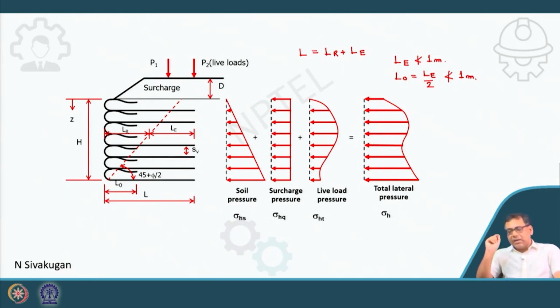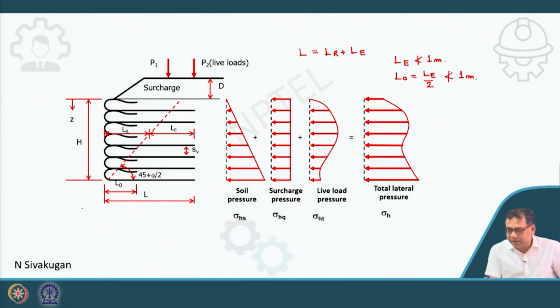For example, if your LE is 3 meter, then your L0 will be 3 meter divided by 2, 1.5 meter, fine. But if your LE is say 1 meter, then L0 is coming out to be 0.5 meter, but no, in that case L0 will also be 1 meter. Clear? So, these are the loads, or this is the lateral earth pressure under which the design can be done, and these are the conditions.